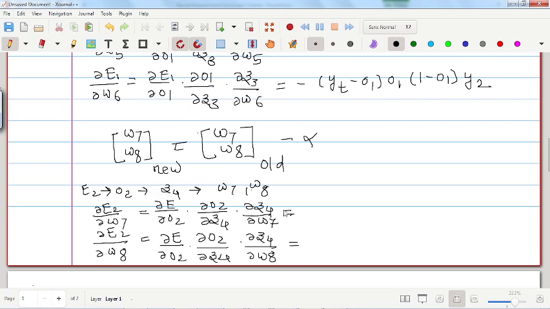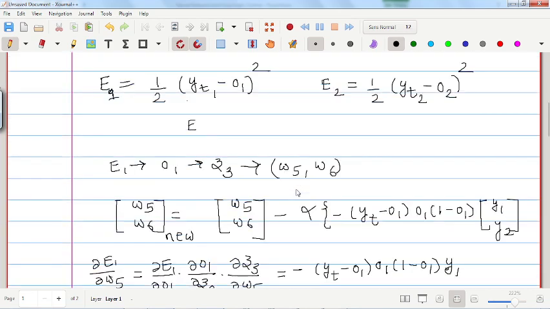So finally what does it give me? Now see, del E by del O2 gives me minus (Y targeted 2 minus O2). Sorry, I forgot the minus sign. Don't forget this minus sign, otherwise your value will be totally wrong. Then the derivative of O2 with respect to Z4, just like O1 with Z3, what did we say? O1 into 1 minus O1. Similarly O2 with respect to Z4 gives me O2 into (1 minus O2).